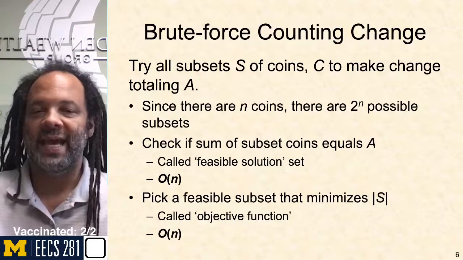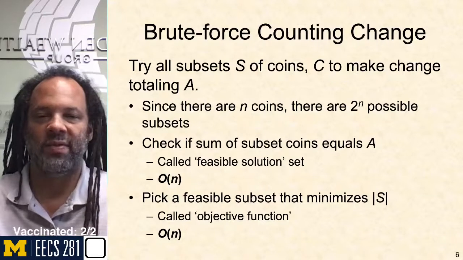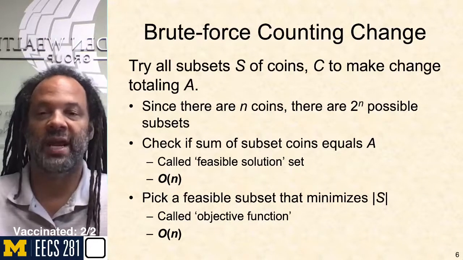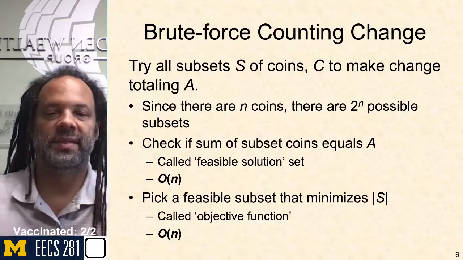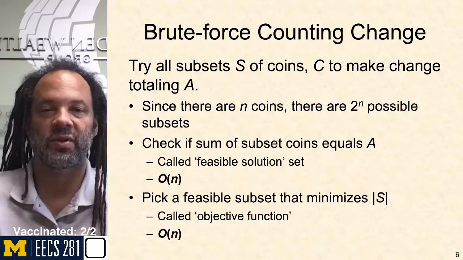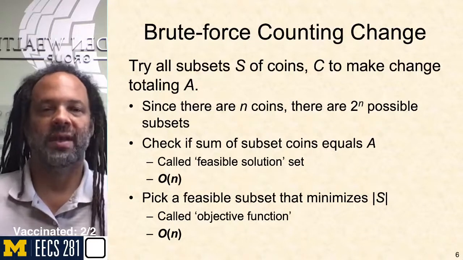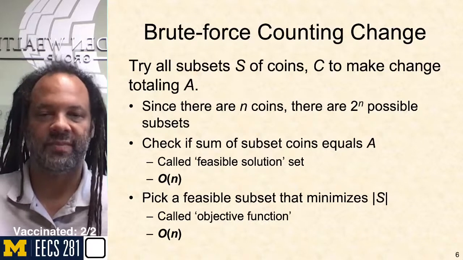Once we've taken a look at all 2 to the n of these sets, how do we look at them? Well, the important thing to do is make sure that we've got the right amount of change first. So we have to check first to see if the sum of the subset of the coins equals A. We call this a feasible solution. Every one of the subsets that matches this ends up being my feasible solution sets, right?